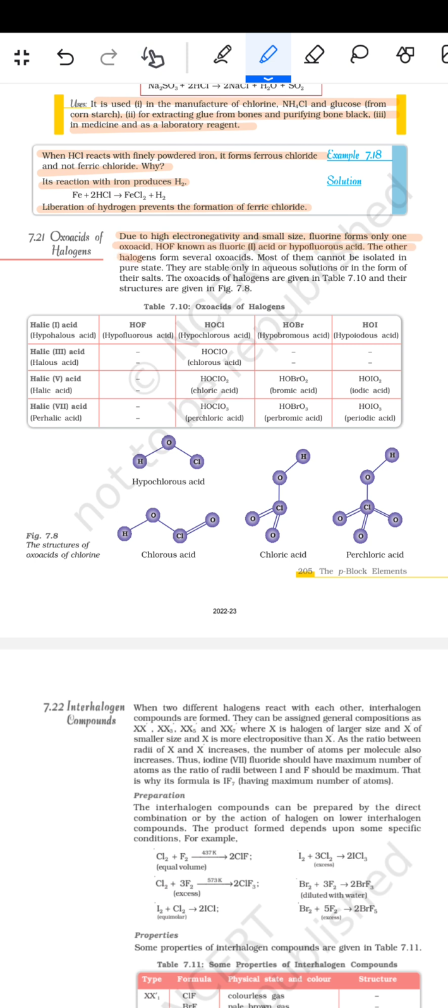The other halogens form several oxo acids. Most of them cannot be isolated in the pure state. They are stable only in aqueous solution or in the form of their salts. The oxo acids of the halogens are given in table 1.1 and their structures are given in figure 1.8.